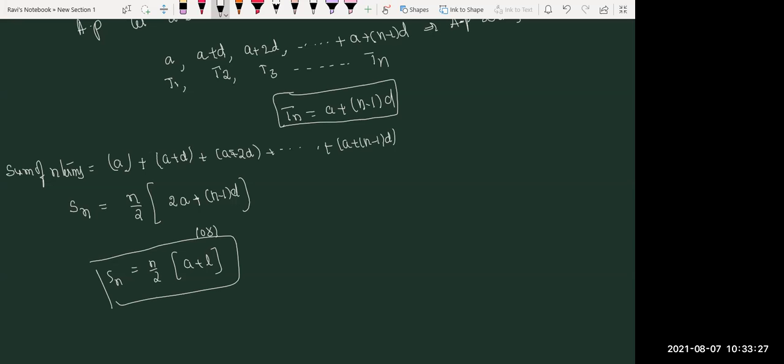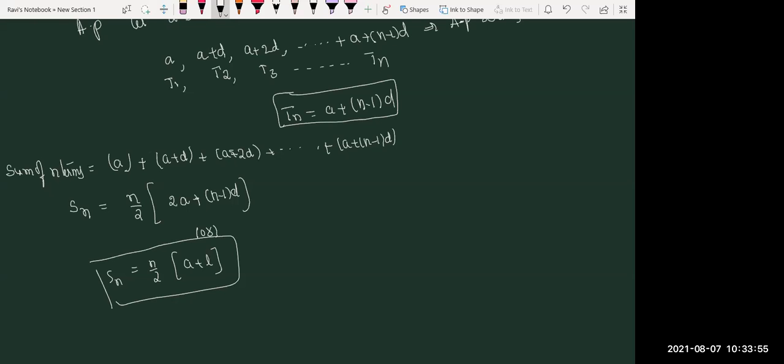Note this, all of you. You have studied this proof, a plus (n minus 1) into d, in 10th standard, or not? Yes, sir. If you studied this proof, I need not discuss the proof, right? You can just remember it as a formula for the sum of n terms.